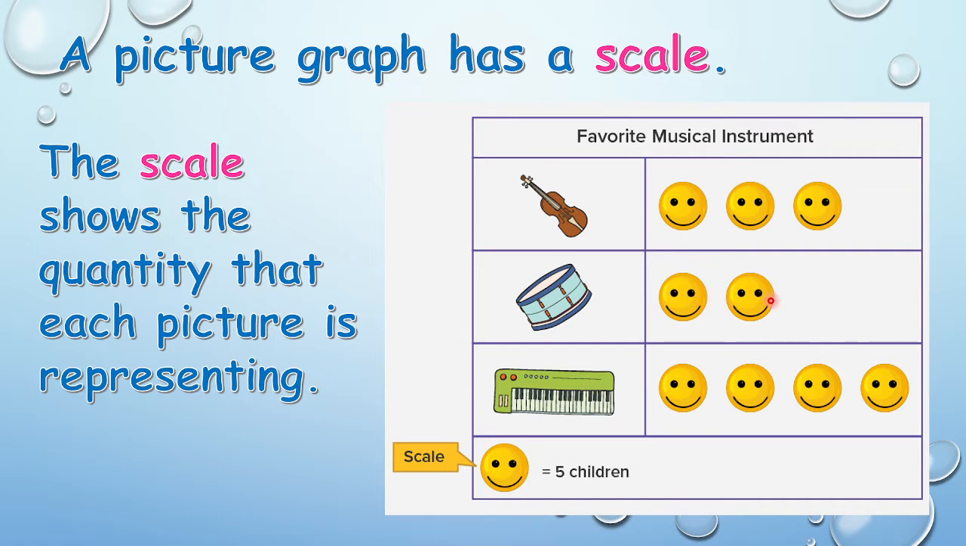In this line, 10, because this one is 5, this one is 5. How about on the third line? How many children do these 20 smileys represent? 20. Yes. Okay, now let's have an example.